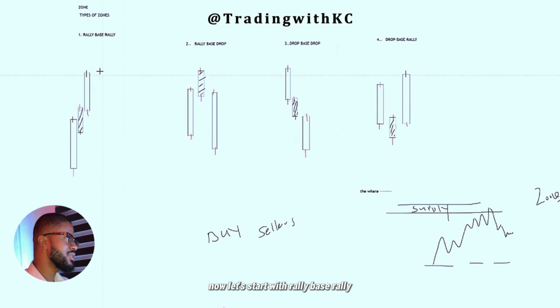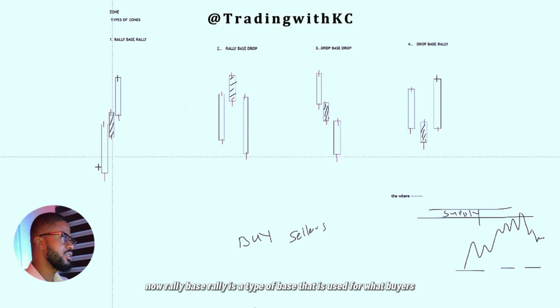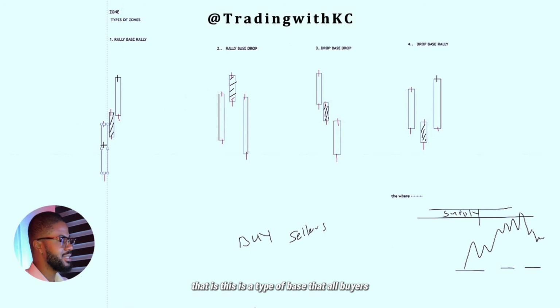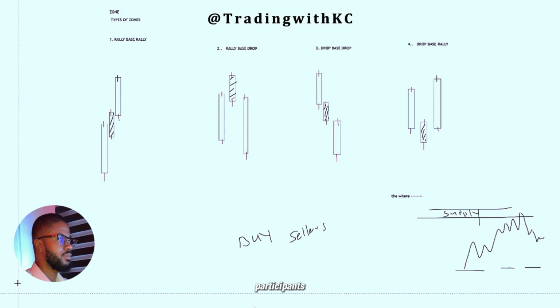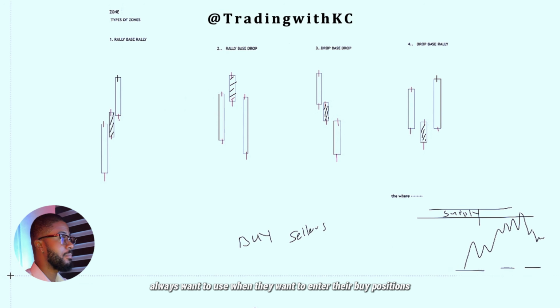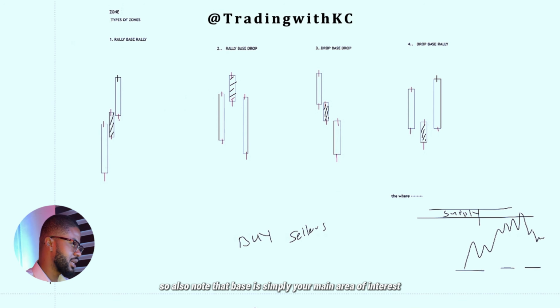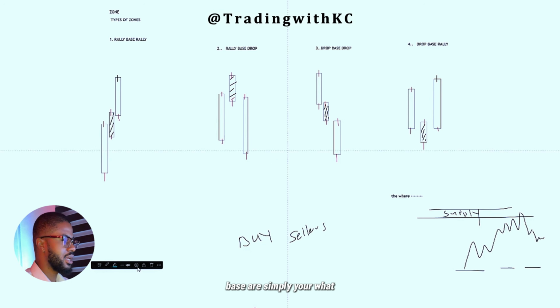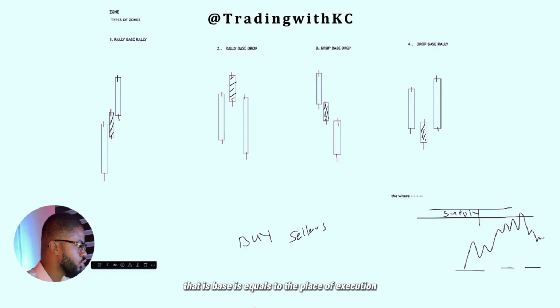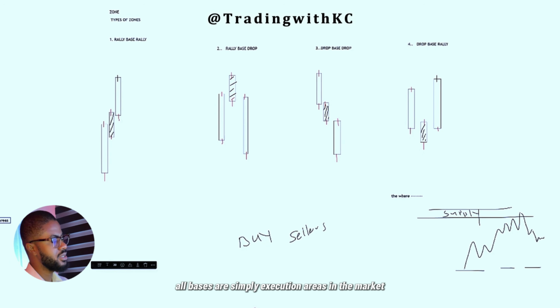Now, let's start with rally-base-rally. Rally-base-rally is a type of base that is used for what? Buyers. That is, this is the type of base that all buyer participants always want to use when they want to enter their buy positions. Also note that a base is simply your main area of interest. That is, a base is equal to the place of execution. They are execution areas in the market. All bases are simply execution areas in the market.